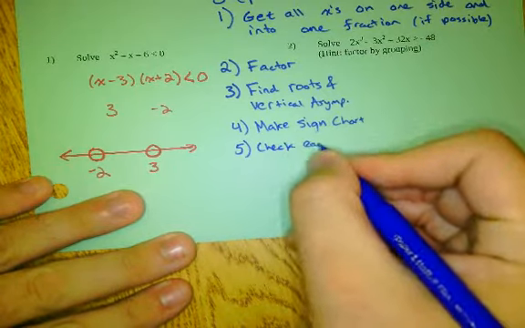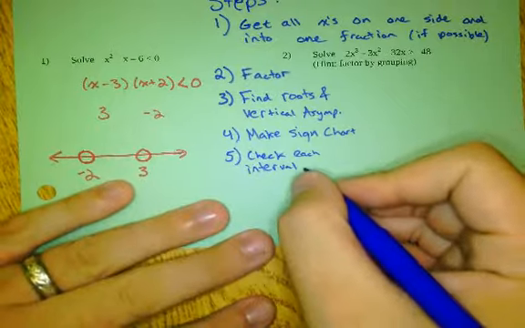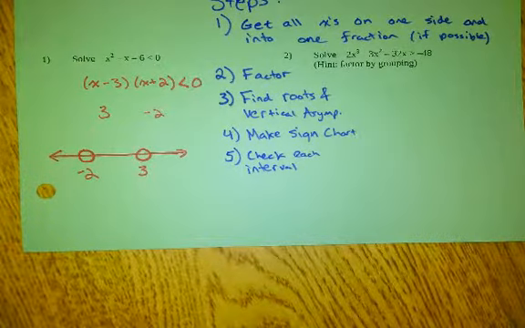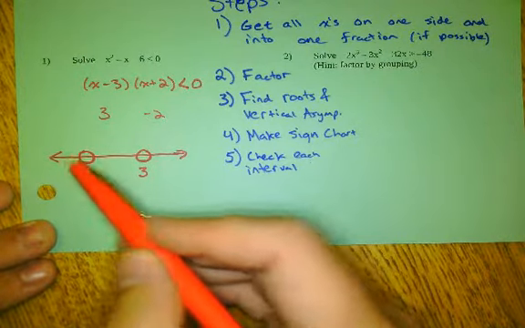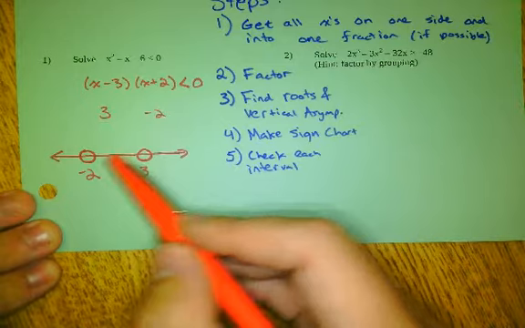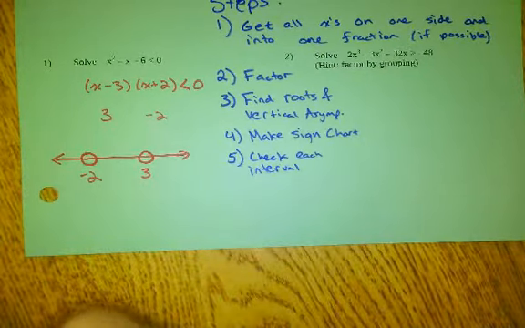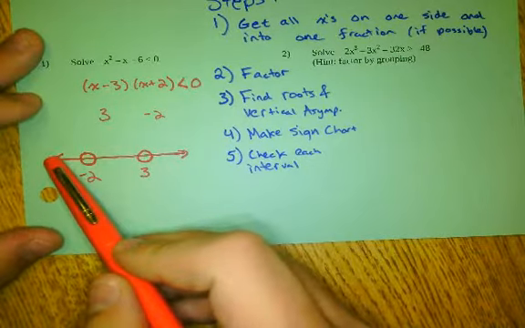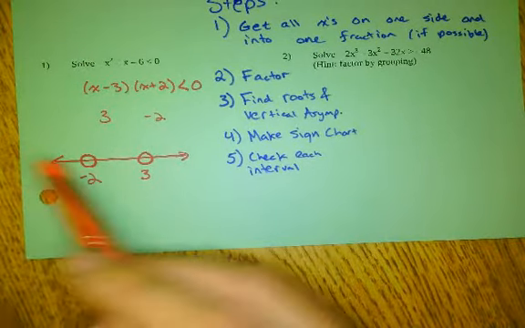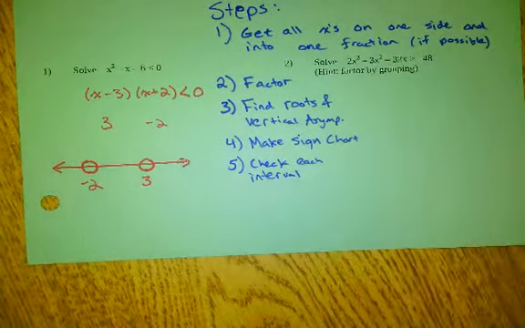Now we're going to check each interval. In each interval, we have to pick a number. We have an interval that's left of negative 2, an interval in between negative 2 and 3, and an interval that is bigger than 3. We pick a number in an interval and test it to see if we get a positive value or a negative value, because everything left of negative 2 is either all positive or all negative. Everything in between is either all positive or all negative. Everything after is either all positive or all negative.